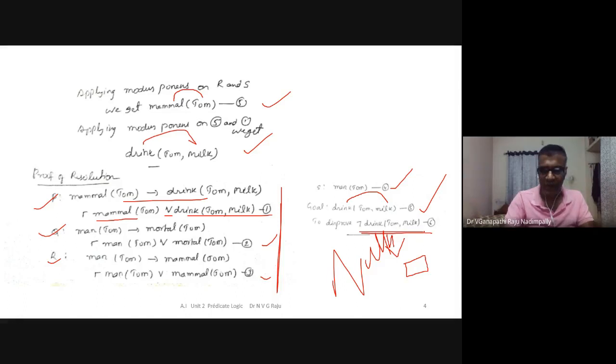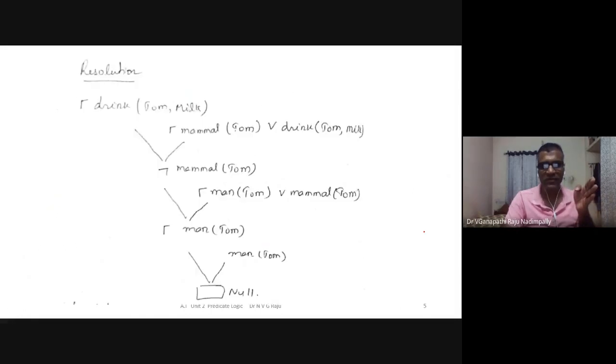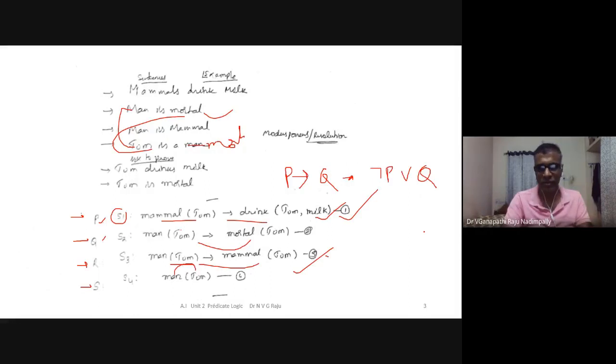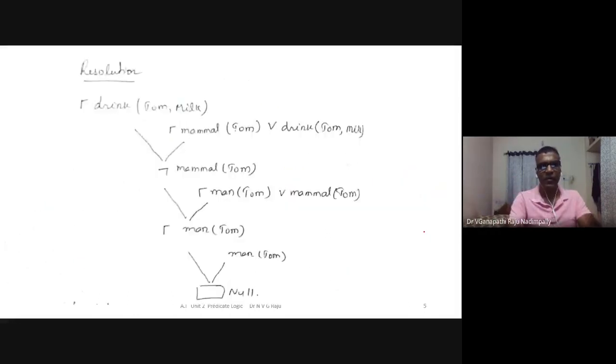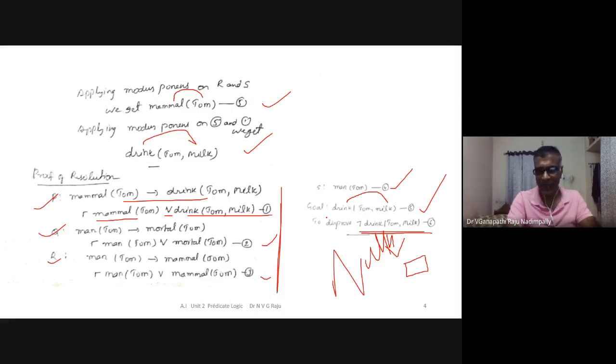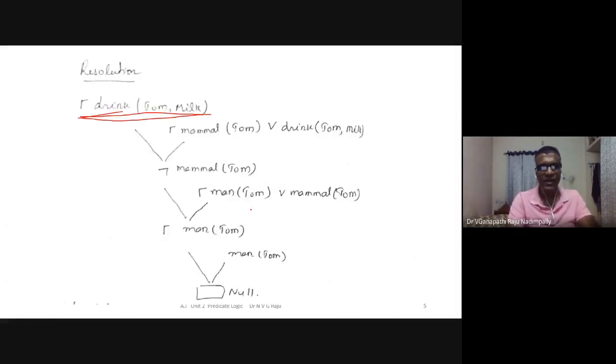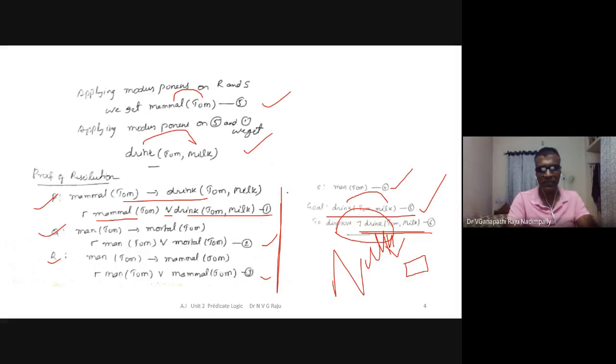Now, let me go to modus ponens. You can also go in this way. Now, resolution. What do I have to take? Negation of the drink. Could you please understand this carefully? What I have to consider? My goal is to prove Tom drinks milk, and I want to disprove this negation of Tom drinks milk. So, which statement do I have to consider? My input is negation of the drink. For that, what would be the better choice? Could you please tell me? Is it P? Is it Q? Is it R?